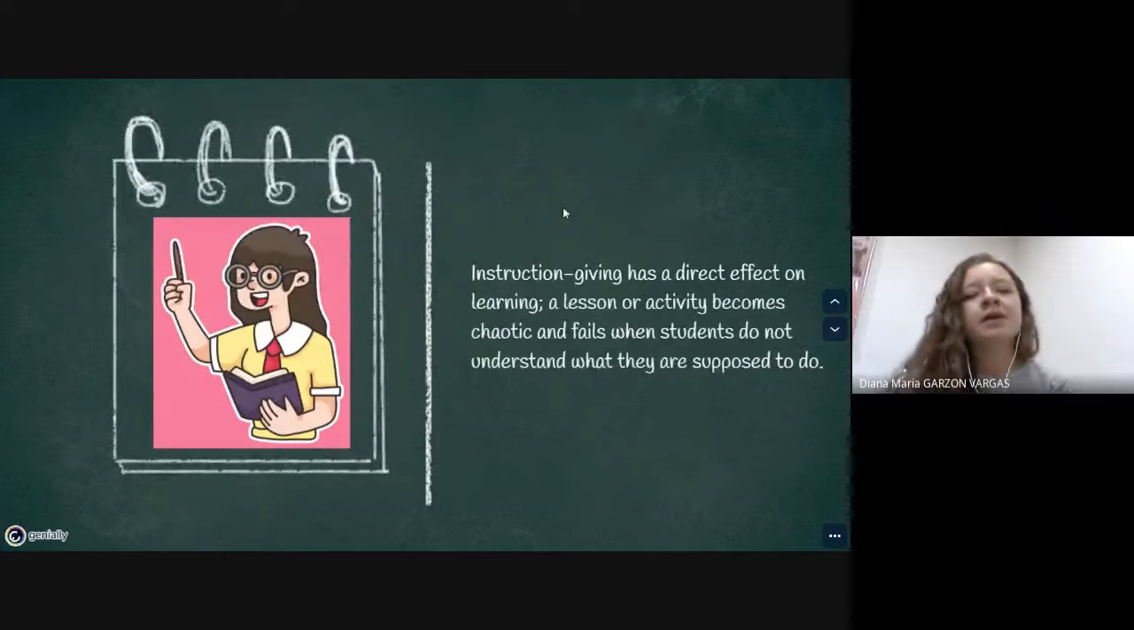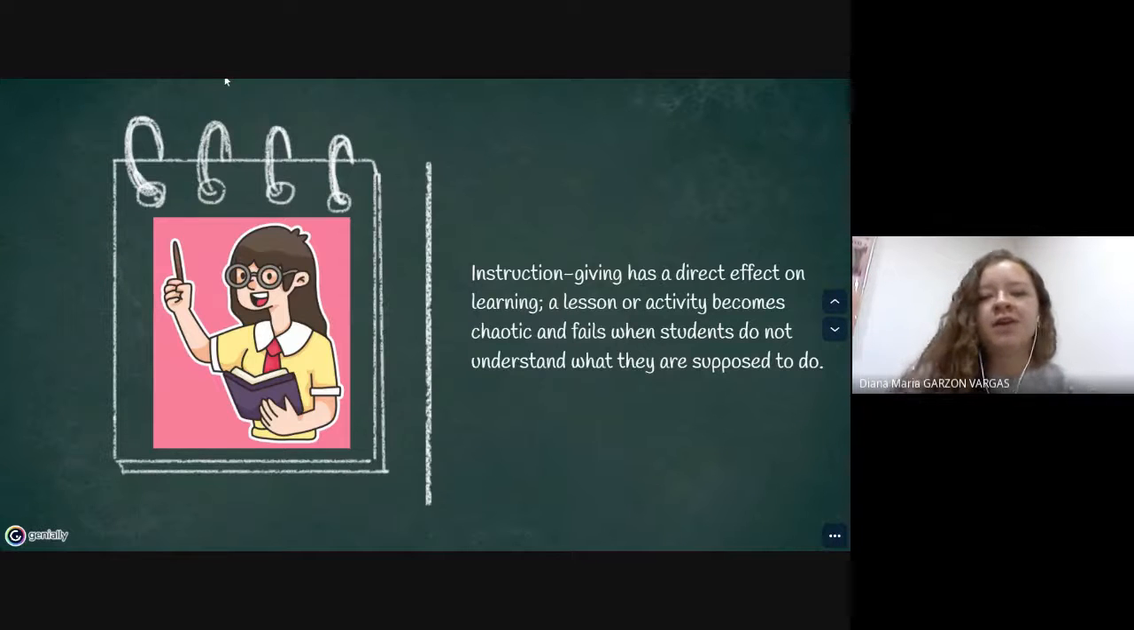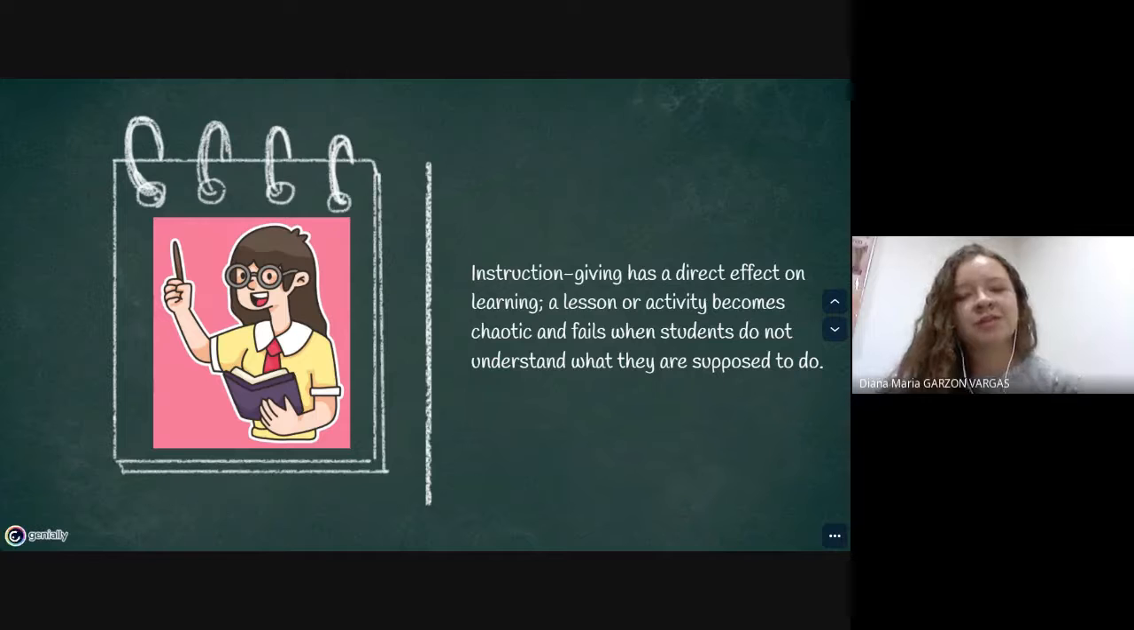Thank you. A model for this topic is: the instruction given has a direct effect on learning. So the way in which we give an instruction is important, and a lesson or activity can become chaotic and fail when students don't understand what they are supposed to do. So a good way to make sure your instructions for an activity are clear and concise is to write them out as you develop your lesson plan.